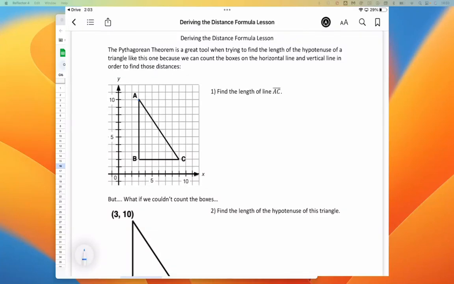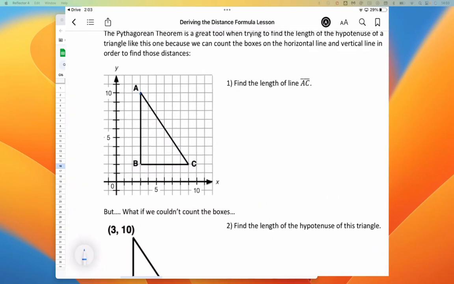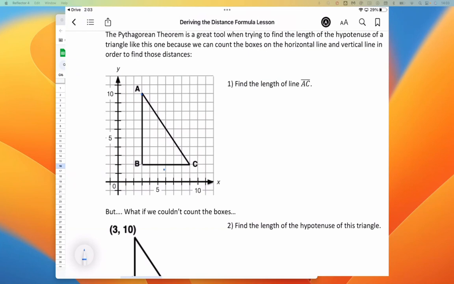Okay, so we're back with another example of how the Pythagorean theorem is related to the distance formula. With that, we're just going to go ahead and get started. We're asked to find the length of line AC here. Probably the easiest way to do that is to use the Pythagorean theorem. Call the bottom A, the side B, and then the hypotenuse is always going to be C. We'll do A squared plus B squared equals C squared.